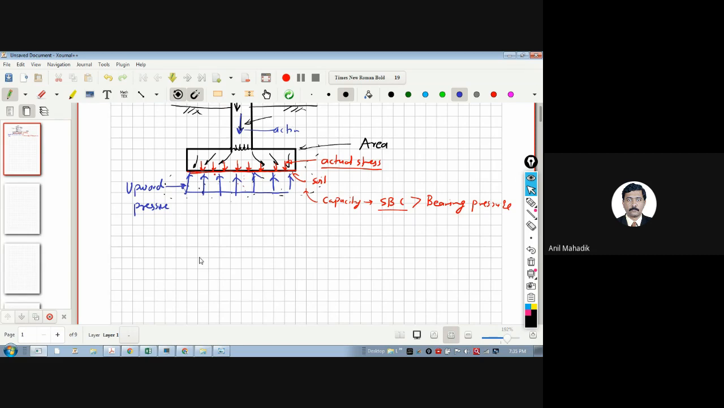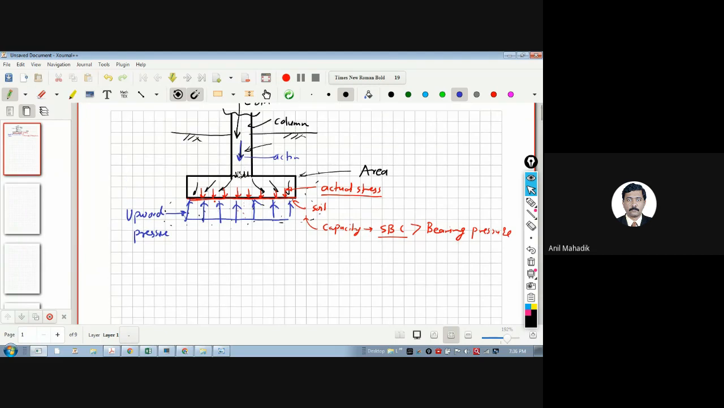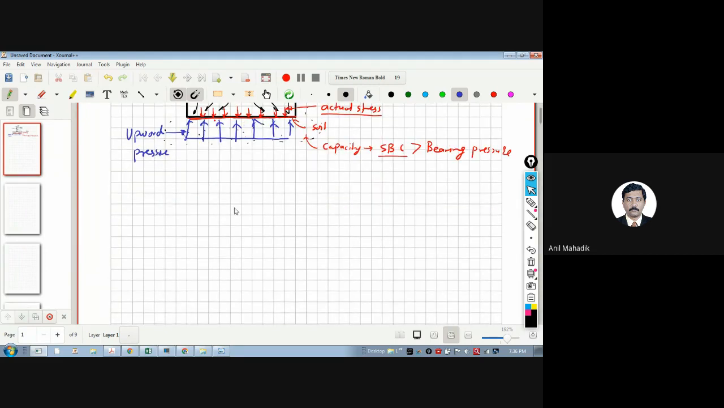Now all of you know this is your equilibrium condition. Now you can analyze the structure. First of all, the structure should be in equilibrium, and then we can analyze. If you look at this column and footing arrangement, this column acts as a support. So let me draw this as a support. And there is a footing which acts as a cantilever, and there is an upward pressure.